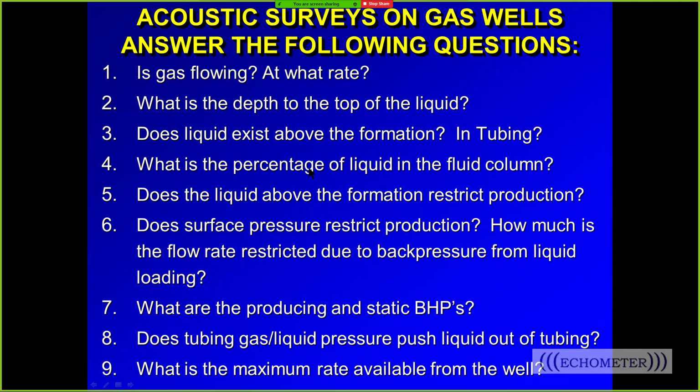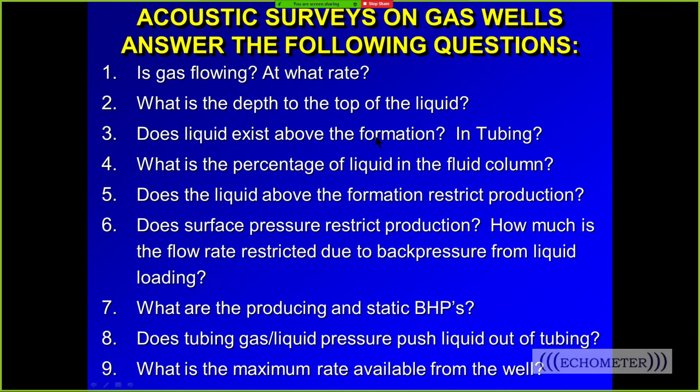All right, so what can you see when you shoot a fluid level? Well, you can see is gas flowing based on the pressure buildup at the surface. And based on the area of the well, we can calculate the gas flow rate, area of the tubing and the casing. What is the depth? You can see the depth to the top of the liquid. That's a pretty typical thing from a fluid level shot.